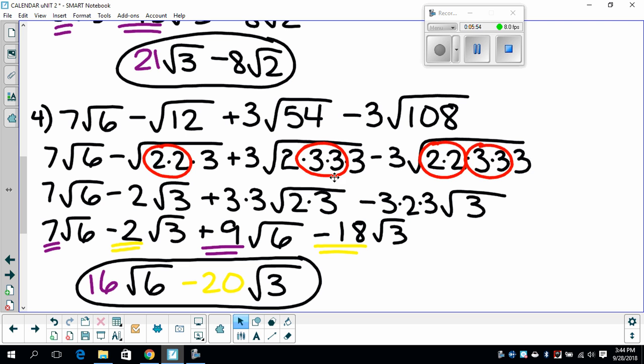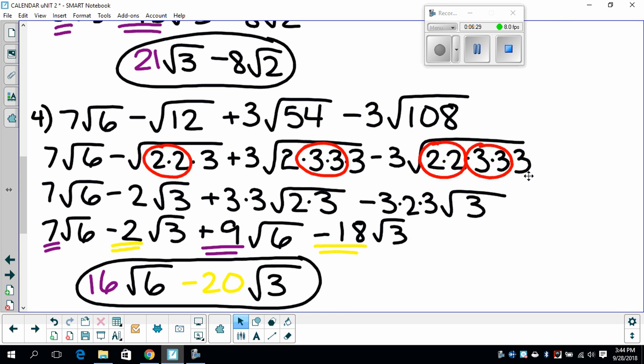Number 4 has 4 different radicals, so this is kind of a pain. It's getting to be a lot of work, a lot of simplifying, but we know how to do this. We just need to be patient, go through our steps. So we end up with a 2 in front here, a 3 times 3 here, and then our minus 3 is being multiplied by a 2 and a 3 here.